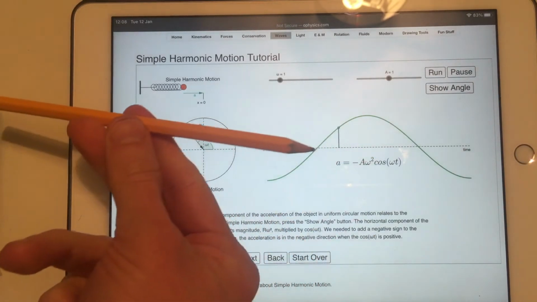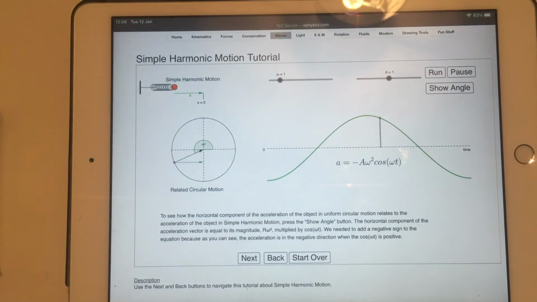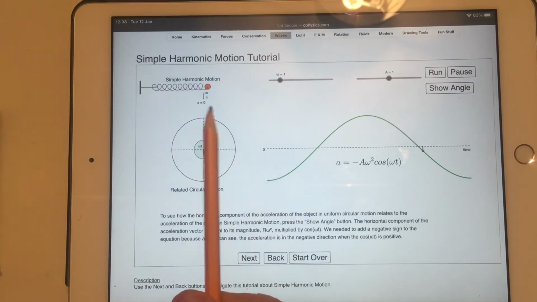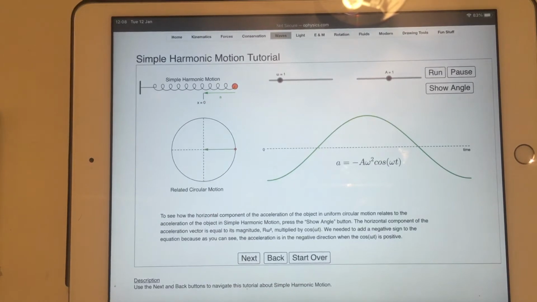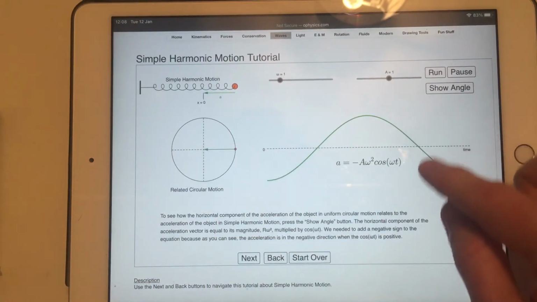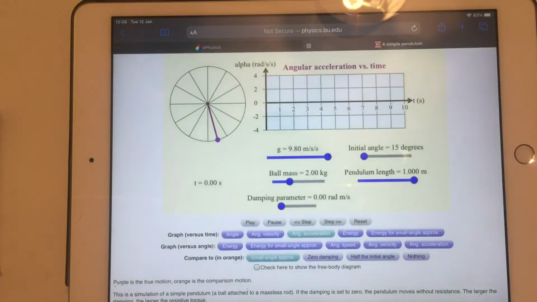Then the acceleration switches. The acceleration direction switches each time we go through the origin position here. So this is the motion for a mass on a spring. I'm going to show you a pendulum as well, because that's the second really common example that we look at with simple harmonic motion.